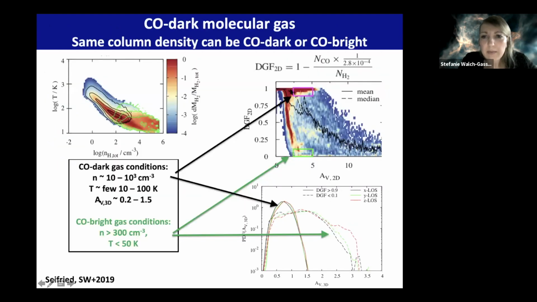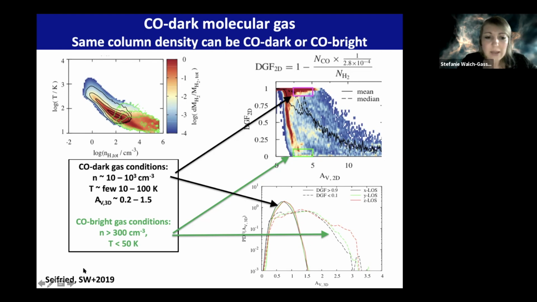Now, coming back to what I just showed you about this 2D versus 3D extinction, it actually has the following effect, namely it influences the regions which are so-called CO dark. CO dark gas is molecular hydrogen which is not traced by CO emission. People have been trying to understand where CO dark gas is present, and we can look at this in our simulations because we have molecular hydrogen and CO.